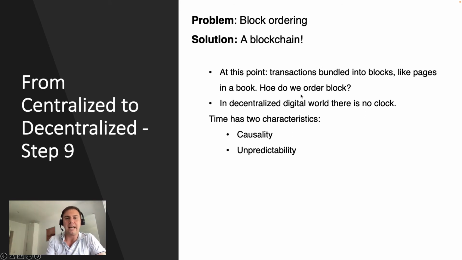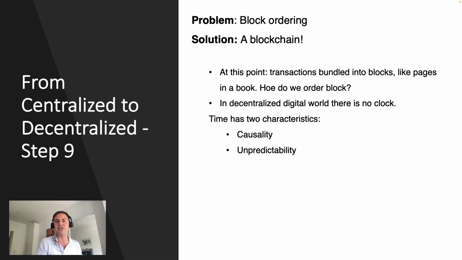Now we are approaching the last steps in order to create a complete decentralized world. We are now at the point where we have transactions bundled into blocks, which are like pages in a book. But we now have the problem of ordering the blocks that I also discussed in another step. Yes, we have blocks, we have miners who compete, miners are incentivized, we make sure that the blocks come every 10 minutes on average, but how do we order the blocks?